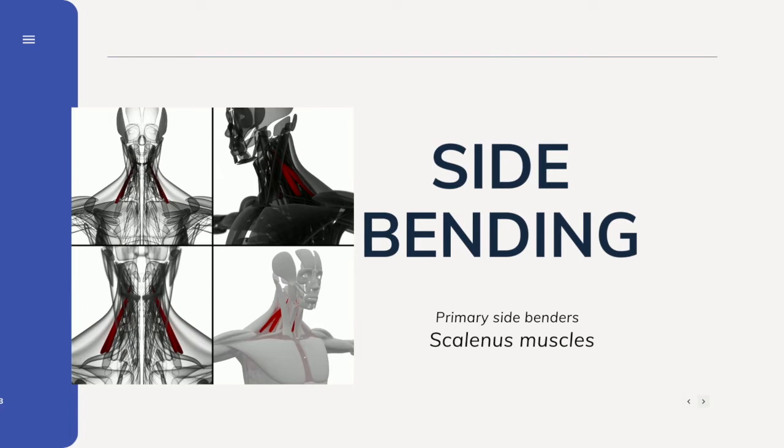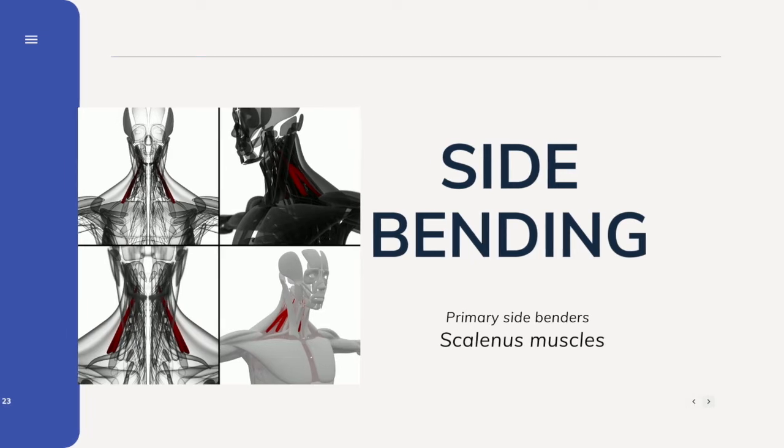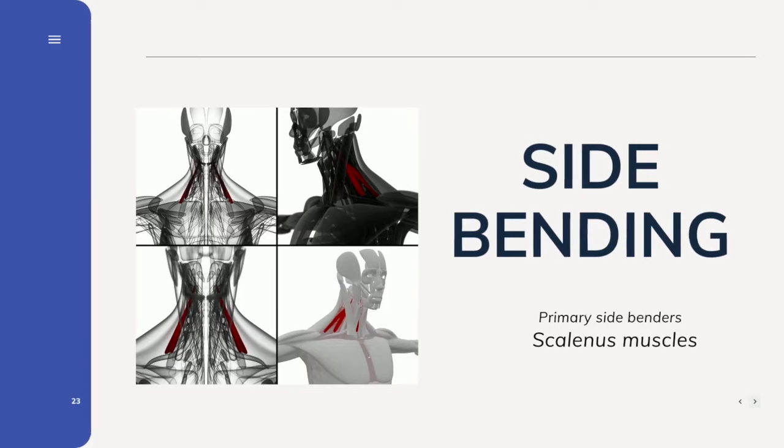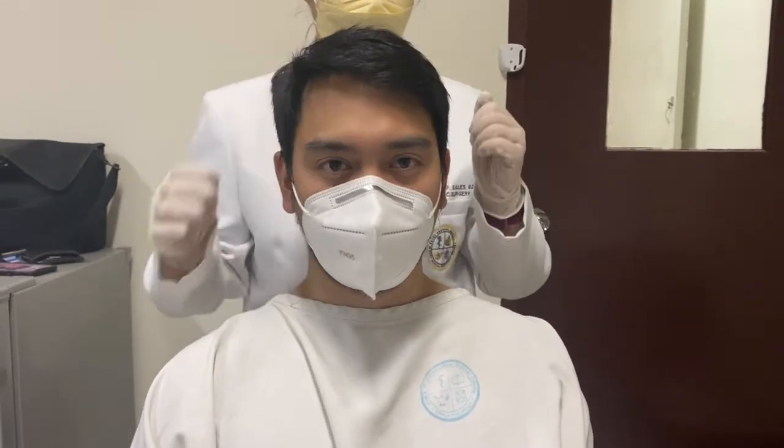Lastly, we also test for side bending. The primary side benders are the scalenus muscles. To test resisted side bending to the right, stand behind and to the right of the patient. Place your right elbow on the patient's right shoulder and your palm on the patient's head, just above the ear. With the other hand, grasp the patient's left shoulder. Instruct the patient to side bend the neck to the right and resist the motion. Repeat the test for side bending to the left.